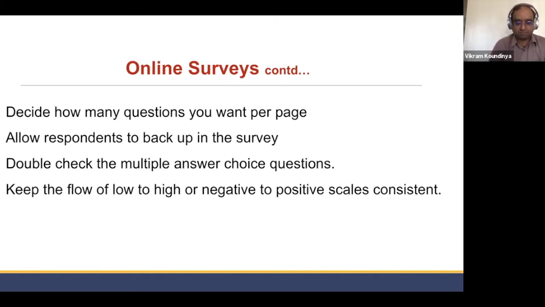And then it's also important to keep the flow of low to high or negative to positive scales consistent throughout the questionnaire. By this, what I mean is if you have disagree to agree or agree to disagree, or low to high or high to low, please keep that consistent throughout the survey for all the questions, because people may get into a set frame while answering the questions and may assume that all the questions will have responses that flow from one way to the other.